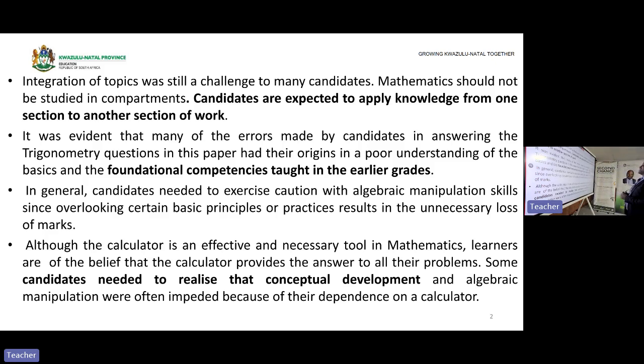So it was also evident that as the students were writing their papers, they demonstrated a poor basic understanding, which is the foundational competencies that need to be learned and understood by all the learners. So it is on those bases that we must make sure that whatever we are doing, we really understand what we are doing. That's the key to passing mathematics with flying colors. It is on bullet number 4, whereby everyone is expected to have a conceptual understanding of the learning.